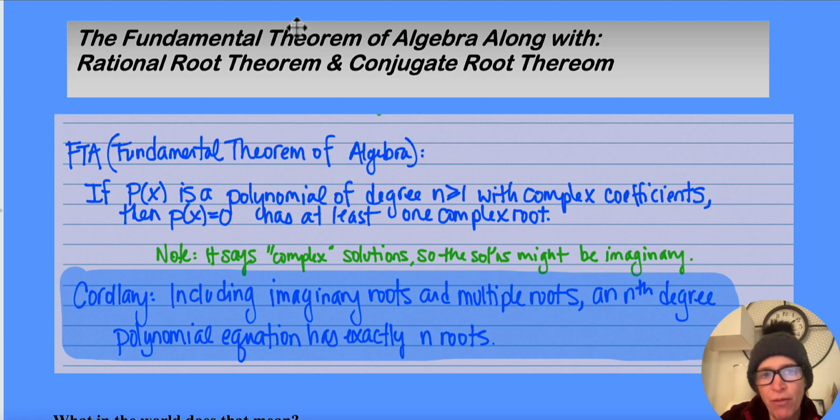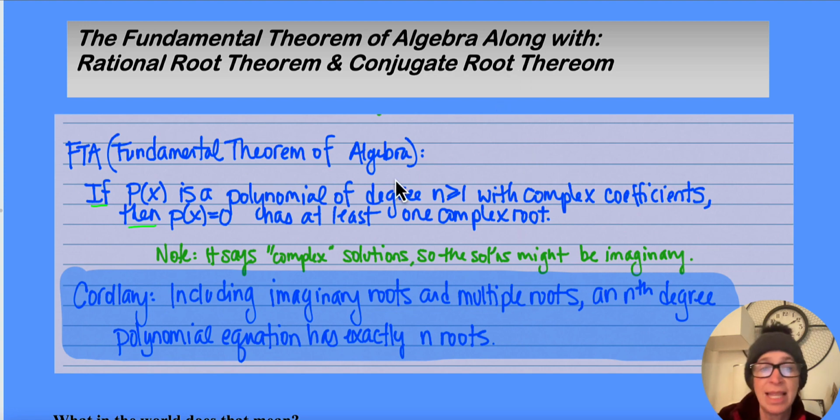So I think it's important for us to be able to read definitions in textbooks and theorems. And you may remember from geometry that most of our theorems are going to be in the form of if-then. So the fundamental theorem of algebra basically says that if p of x is a polynomial of degree n, which n has to be greater than or equal to 1, with complex coefficients, then p of x equals 0 has at least one complex root.